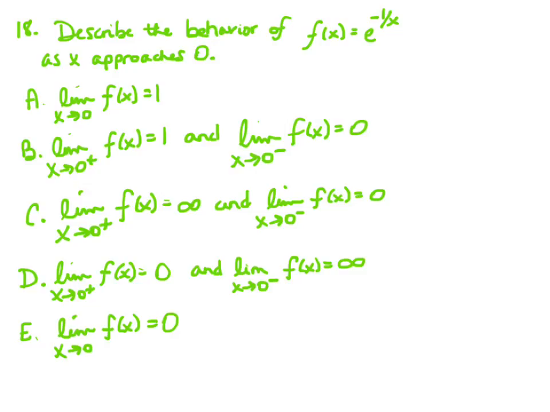All right, on this question, describe the behavior of f of x equal to e to the negative 1 over x as x approaches 0. Now if we graph that on our calculator, we get another interesting looking graph here. On my calculator, I see a graph that looks something like this.